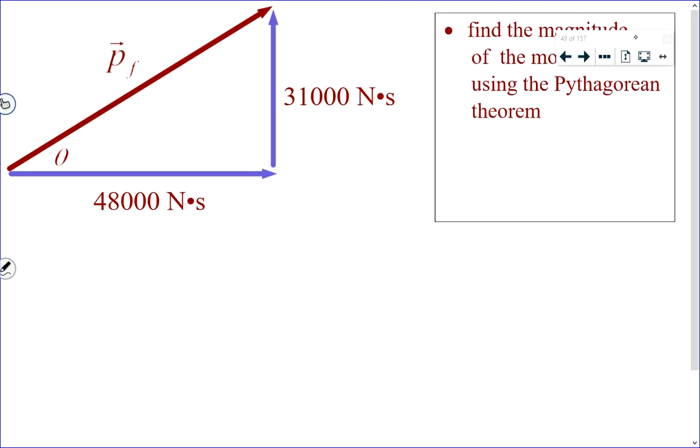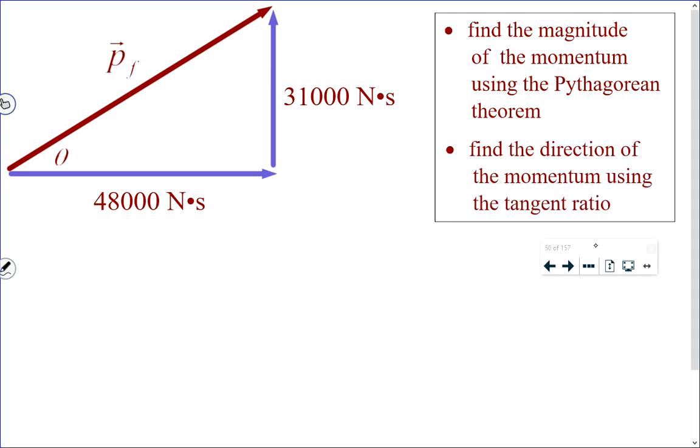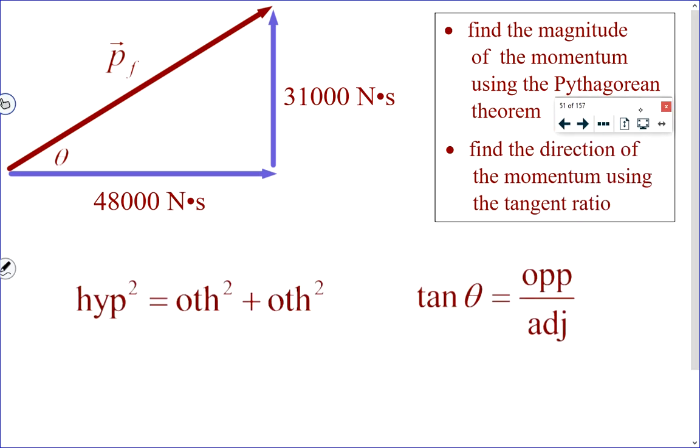So in order to find the magnitude of the momentum, you need to use the Pythagorean theorem. In order to find the direction of the momentum, you're going to have to use trigonometry. Specifically, you can use hypotenuse squared equals other squared plus other squared to find the hypotenuse, and you can use tangent of theta equals opposite over adjacent to find theta. Make sure your calculator is in degrees. You can go ahead and pause the video when you've got those results for the momentum magnitude and the direction. You can start the video again.